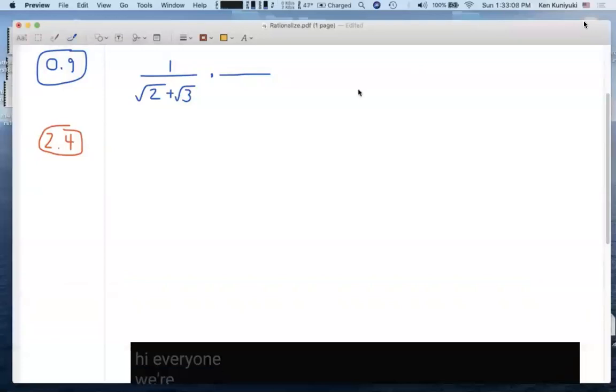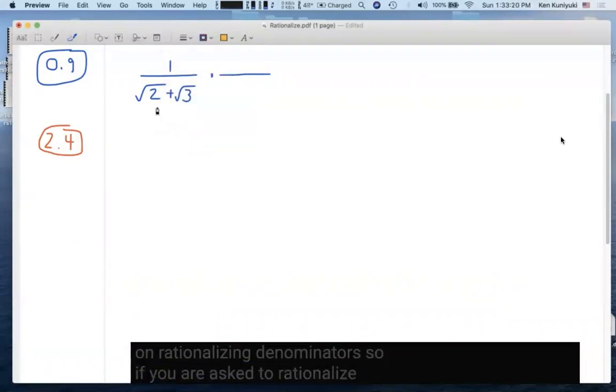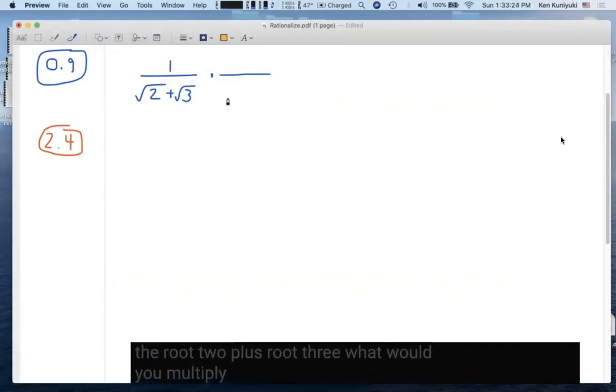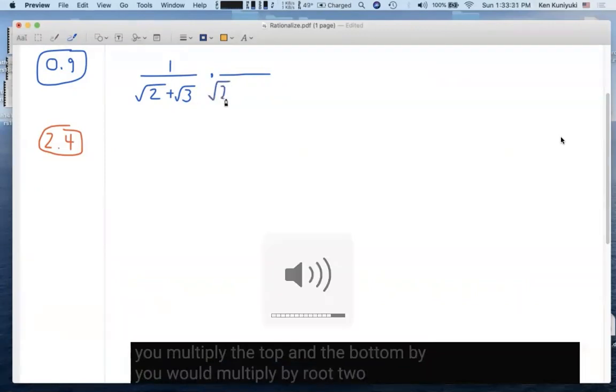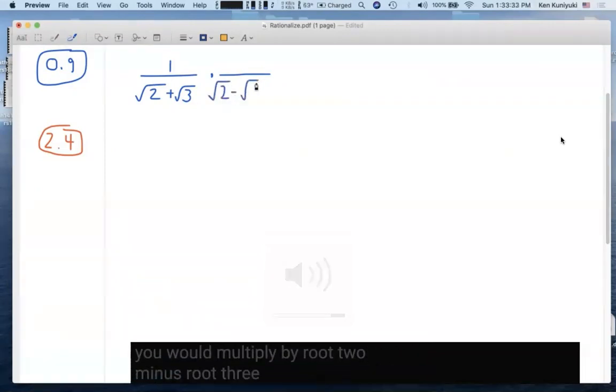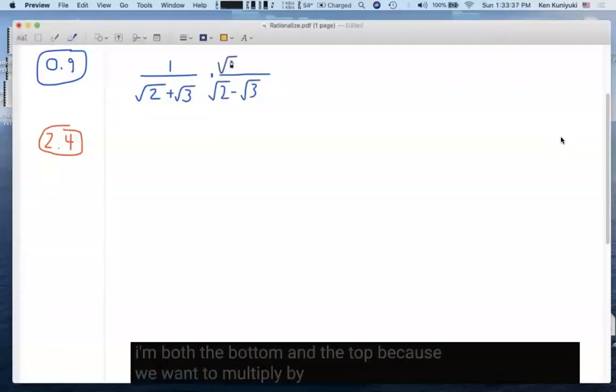Hi, everyone. We're continuing with section 2.4 on complex numbers. But let's review section 0.9 on rationalizing denominators. If you were asked to rationalize this denominator, root 2 plus root 3, what would you multiply the top and the bottom by? You would multiply by root 2 minus root 3, both the bottom and the top, because we want to multiply by 1.